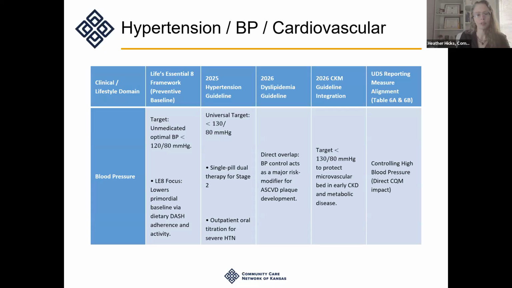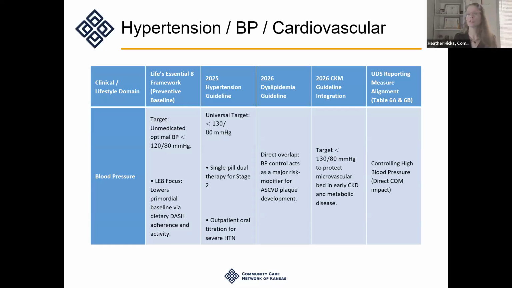Using a dual pill: if they need two different medications, give them one pill. It definitely impacts medication adherence. And one other change around blood pressure guidelines is when a patient has severe hypertension and they do not have symptoms of hypertensive crisis, such as an extreme headache, visual changes, etc. If they have severe hypertension and they are not showing those crisis signs, then that reduction in blood pressure is titrated outpatient.